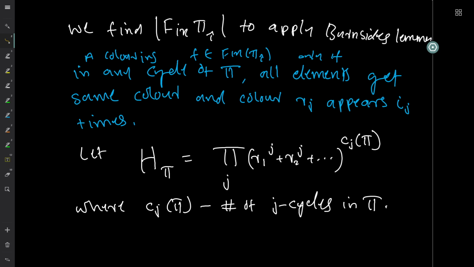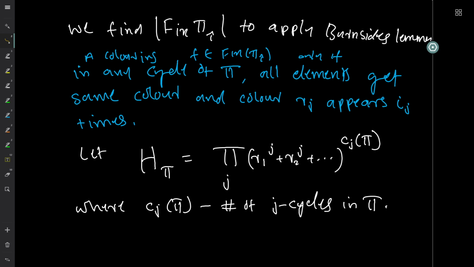So with this observation, let us define h pi to be the product over all j of R1 raised to j plus R2 raised to j plus etc., whole power cj of pi, where cj of pi is the number of j cycles in pi, right? So pi is the permutation which is acting. Then correspondingly, we define h pi to be the polynomial product of R1 raised to j plus R2 raised to j plus etc., whole raised to cj of pi over all possible j, right? Now let us see what happens in this X pi, right?